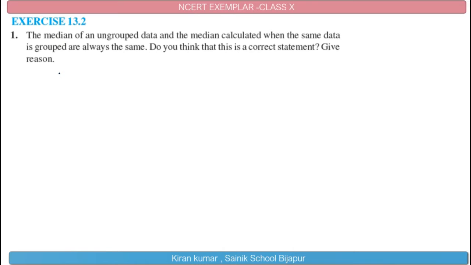The reason is the median of ungrouped data is calculated by arranging the data in an increasing or a decreasing order, whereas the median calculated in the grouped data, the formula is being used based on the assumption that the observations are uniformly distributed. That's the major difference.